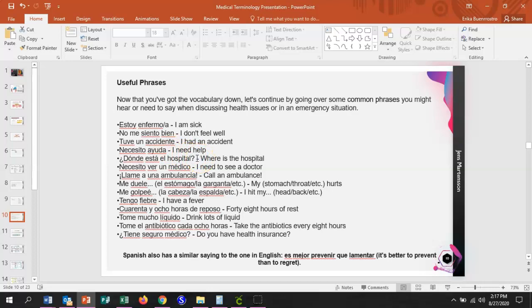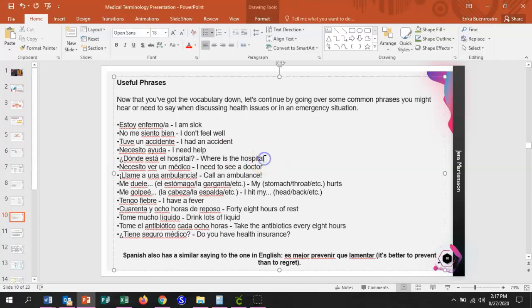And I want you to notice that if you ask a question in English, it's only going to have one question mark towards the end. In Spanish, the correct way is to also add the upside down question mark. You don't really see it used here, but that is the correct way to use it. I need a doctor. I need to see a doctor would be necesito ver un médico. Or you can also say doctor, which is probably what you're going to hear in this area. Call an ambulance. Llame a una ambulancia.